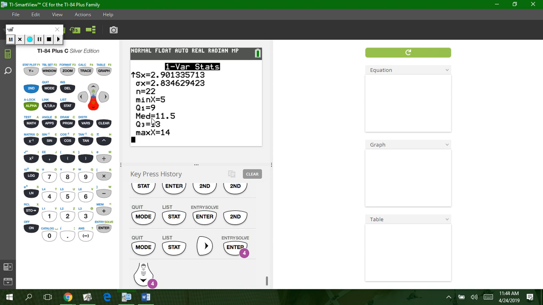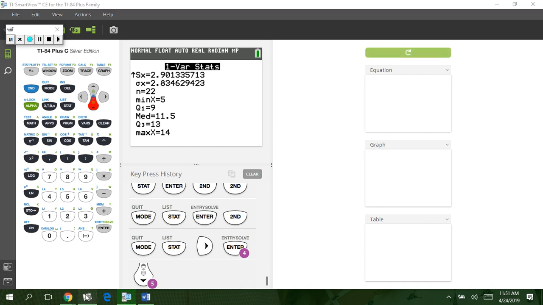Min is 5. Quartile 1 is 9. Median is 11.5. I'm writing this down so we don't have to go back to the computer. And max is 14. Okay, so, say what? You don't know what box and whisker means? Well, you're going to learn right now.